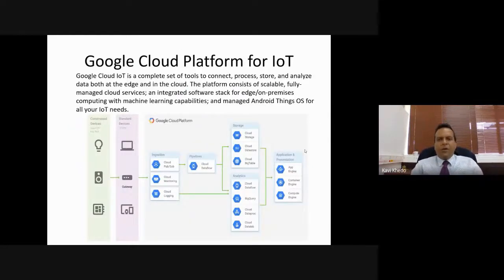Google Cloud Platform for IoT. Google also is on the market for IoT. It gives you a complete set of tools to connect, process, store, and analyze data, both at the edge, meaning on the sensor side, and in the cloud. The platform consists of scalable, fully managed cloud services that allow you to develop computing with machine learning capabilities and manage Android Things OS. So anything using Android can be connected and used on such a platform.